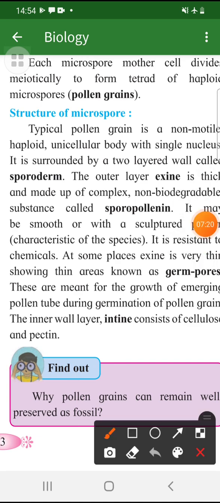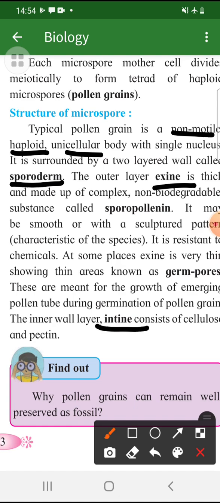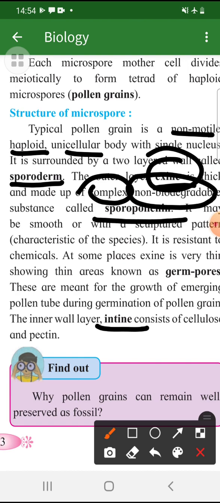You can see the first characteristics: non-motile, movement नहीं है, haploid, single chromosome, unicellular, single cell, surrounded by 2 layers. You call that sporoderm. Outer layer is called exine. Inner layer is called intine. Exine is made by a very complex non-biodegradable substance, sporopollenin.